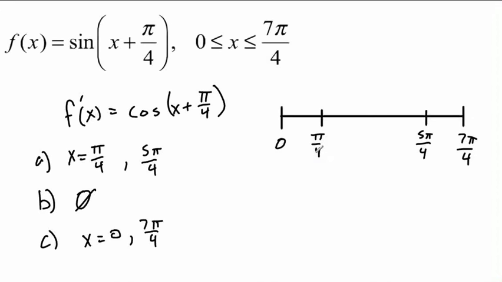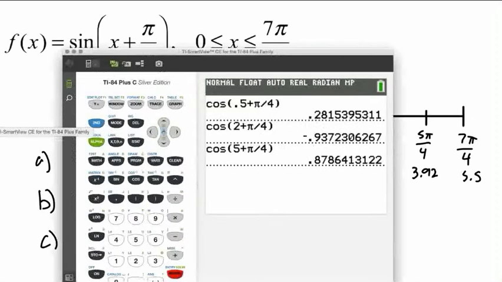If you actually plug this in your calculator and find a decimal approximation, pi fourths is 0.78, 5 pi fourths is going to be about 3.92-ish, and this is going to be 5.5. So I'm going to plug stuff into my derivative and see what the sign is going to be. And I've already done that.